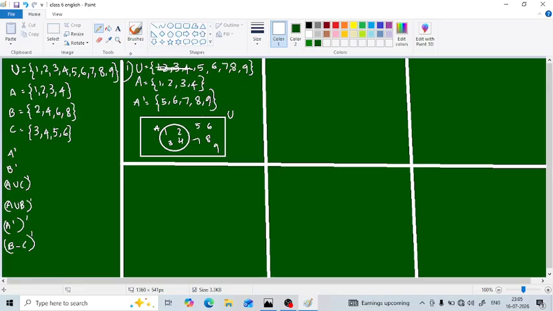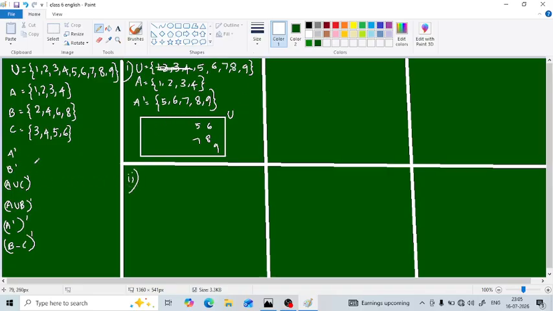Okay, so what will become its complement? To make a complement we have to erase the set for which we have to write its complement. So here we have to write the complement of set A, so we are erasing the set A. When we erase the set A, what are the remaining elements? 5, 6, 7, 8 and 9, so that forms our complement of A. Okay, so moving on to the next question.